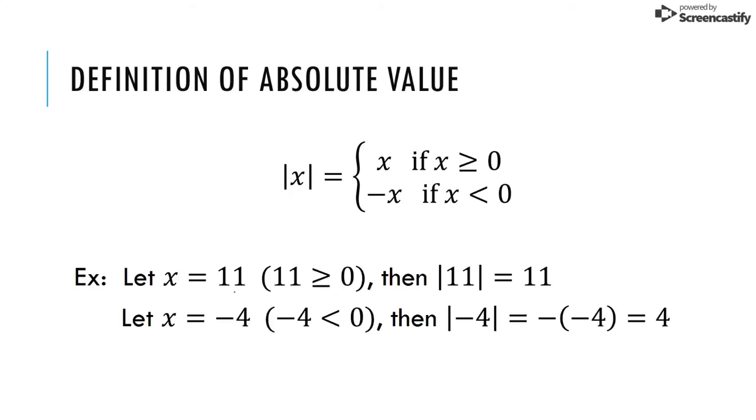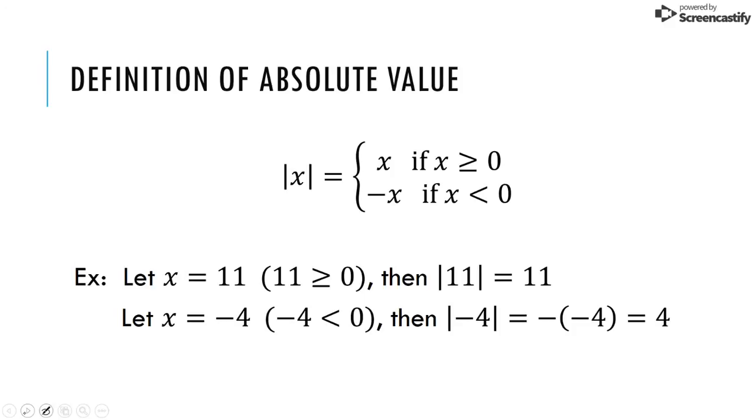So looking at the example, 11 is a positive number. Plugging 11 into the absolute value will then give me 11. It's going to stay that exact number. Notice that the second part of the definition says that if x is less than 0, meaning it's a negative number, what happens when we plug that negative number into our absolute value is we actually want to take the opposite of that number. So notice that negative 4 is less than 0. Plug negative 4 into the absolute value, you're taking the opposite of that negative, which gives us a positive 4.